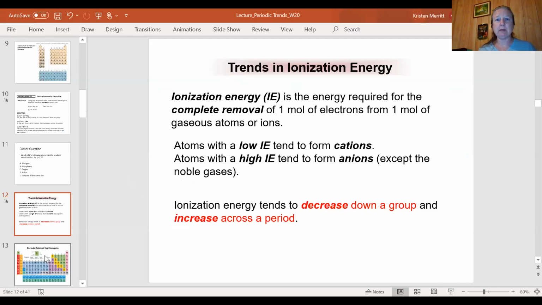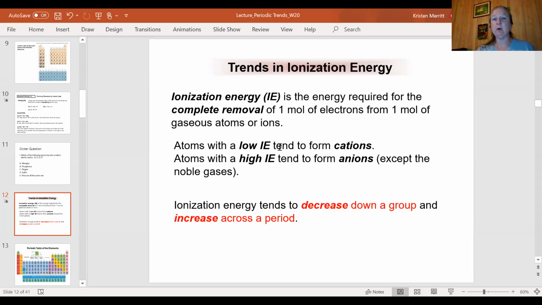All right, so that's size. Ionization energy is the energy required to remove an electron. And its official definition is the complete removal. So it is completely out of the area of being influenced by the nucleus. Because remember, there are infinite energy levels for an electron to be excited to. So this has to actually be removed far enough that it feels no more influence of the nucleus. So complete removal of 1 mole of electrons from 1 mole of gaseous atoms or ions. So that's the official definition.